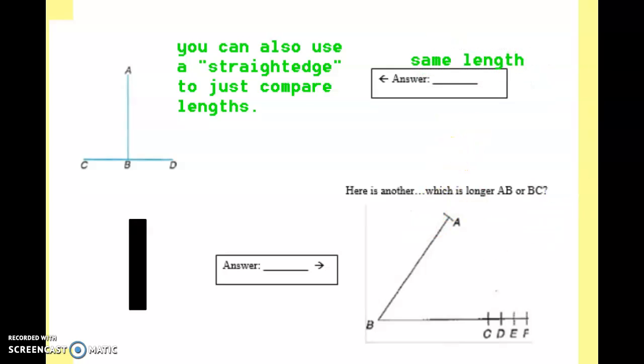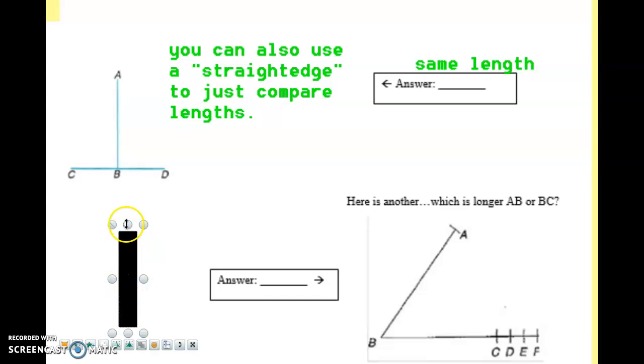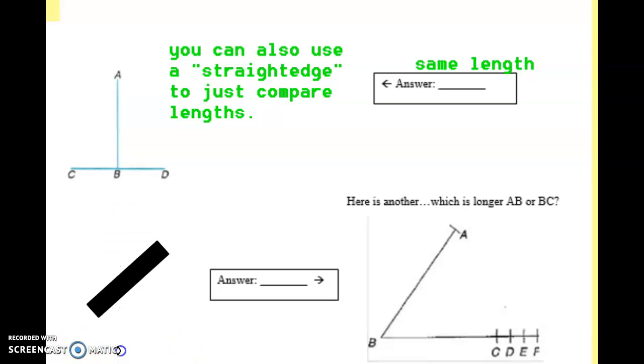Okay, here's another. Which is longer: line segment AB, which is right here in our angle, or BC? Again, not really sure. I don't feel confident just making a guess. I could, but it's always best to check using resources.